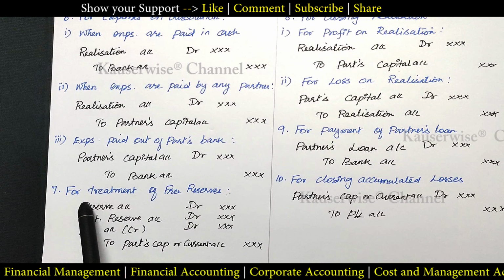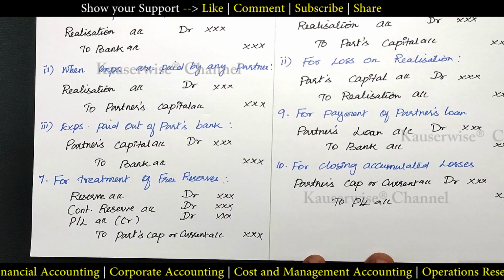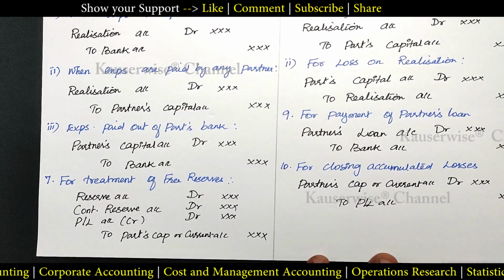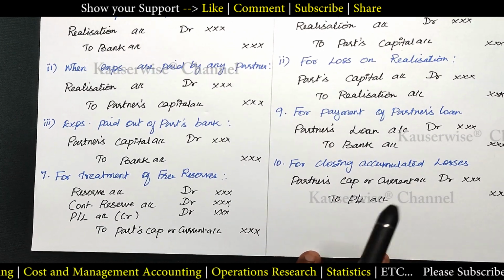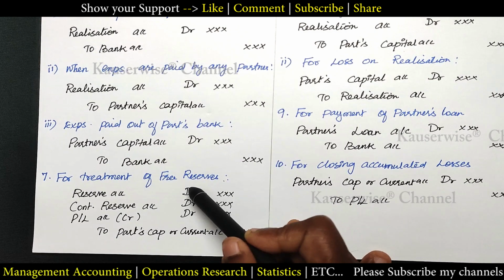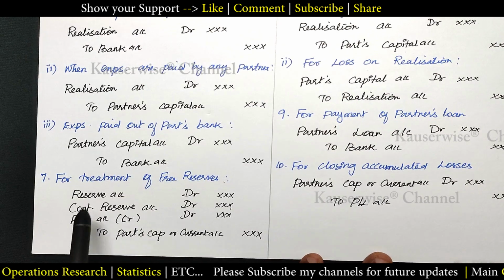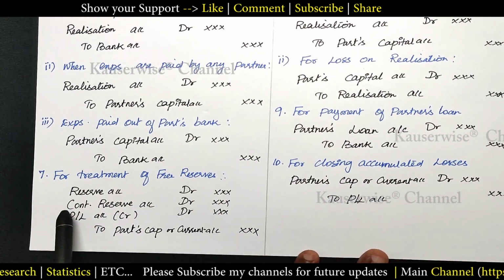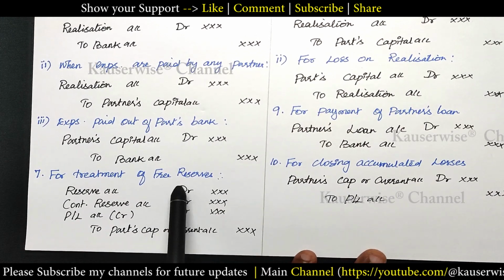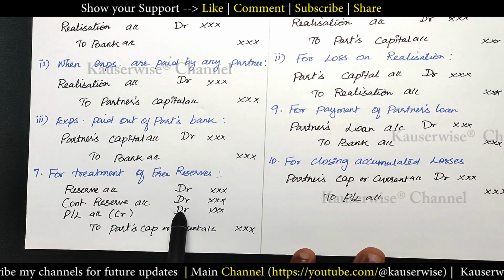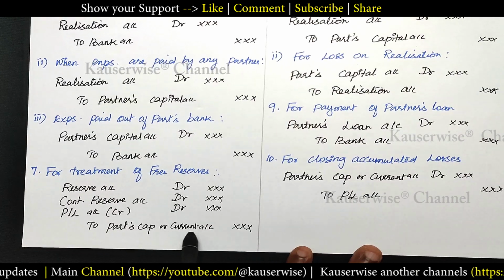The next one, treatment of free reserves. After closing down all the assets, liabilities and provisions, if there are any reserves, free reserves or undistributed profit, accumulated profit, everything belongs to partners. Just transfer all those items to partners capital account or current account accordingly. See, this is the entry: reserves account debit, contingent reserve account debit, profit and loss credit balance, that is profit. So these profits, reserves and surplus belong to partners. Just transfer these items to partners capital account or current account.